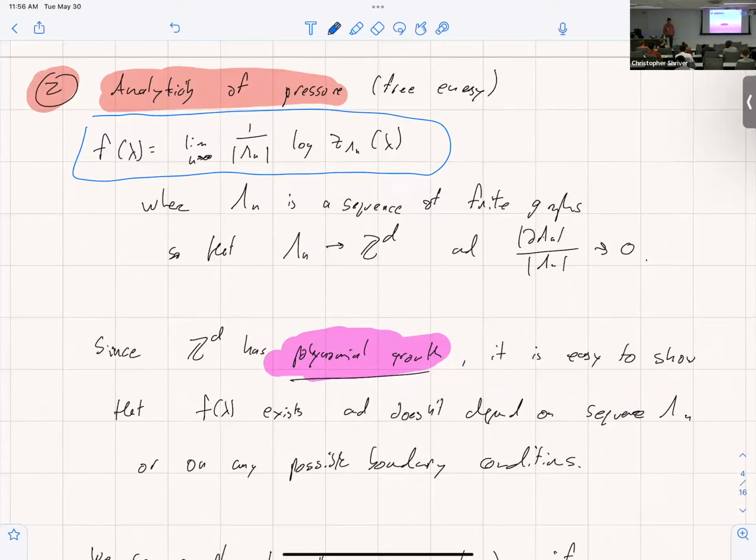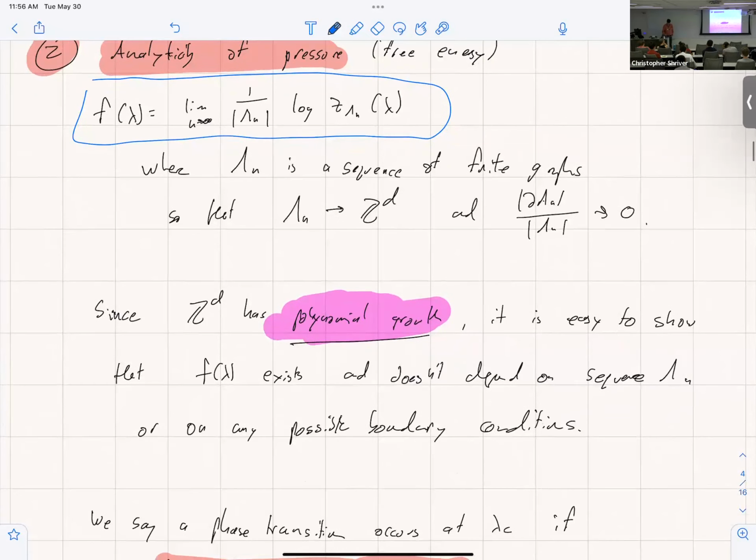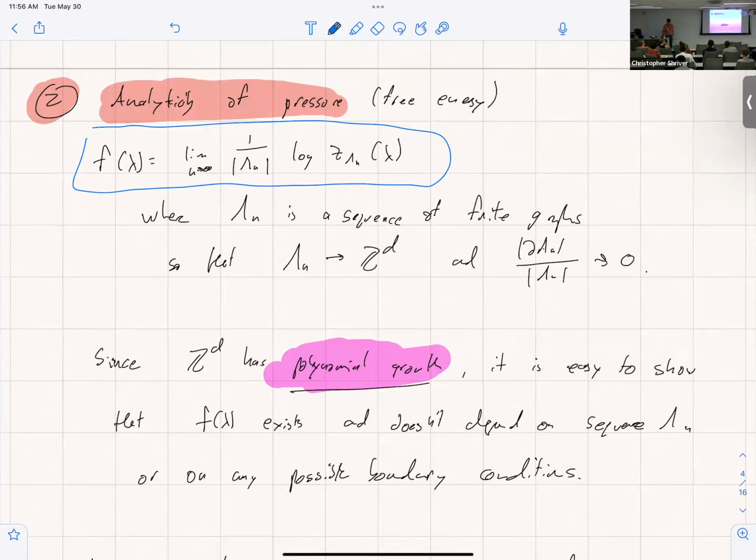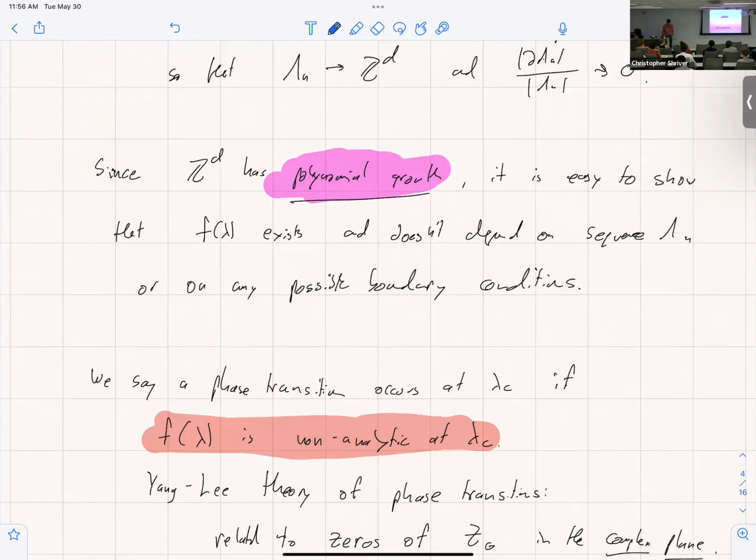But it exists, and in fact, it doesn't even depend on what boundary conditions you put on. You can put different boundary conditions on, and you'll always still get the same limit. Somehow, what you do on the boundary is minuscule compared to the size of the partition function. And so this function makes sense. And then we can ask, what does this function look like?